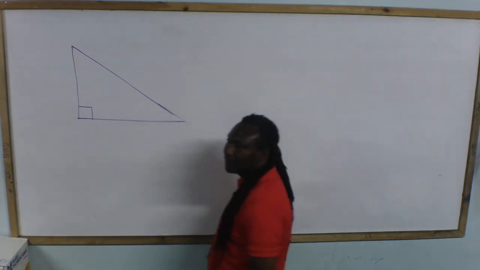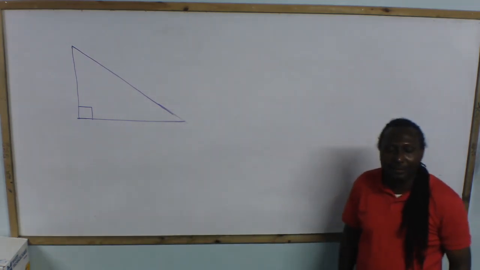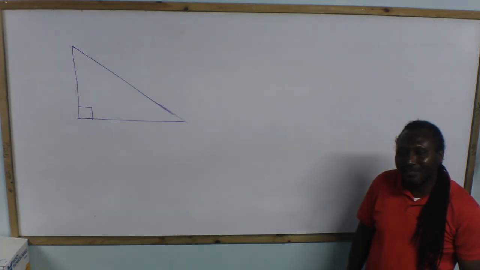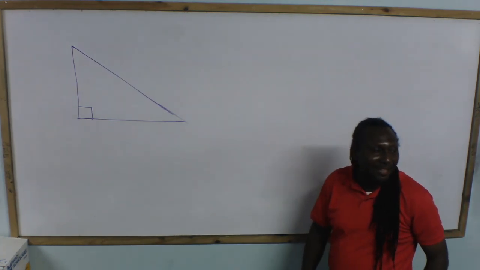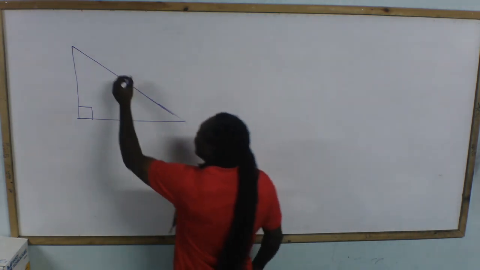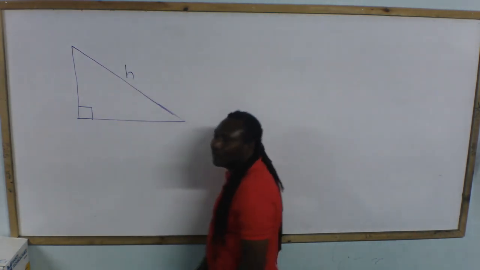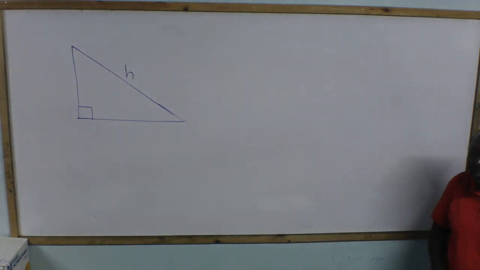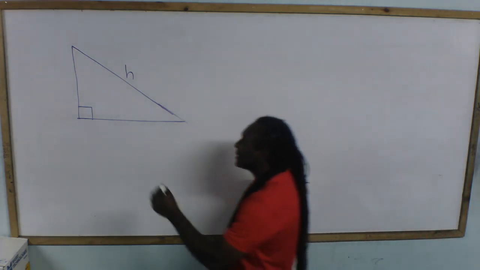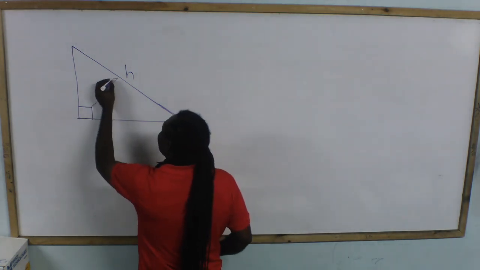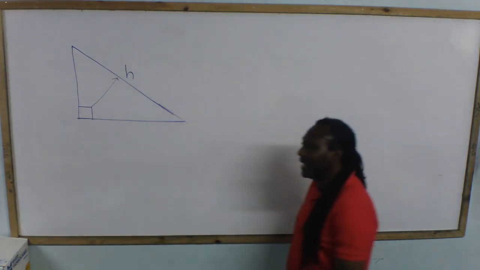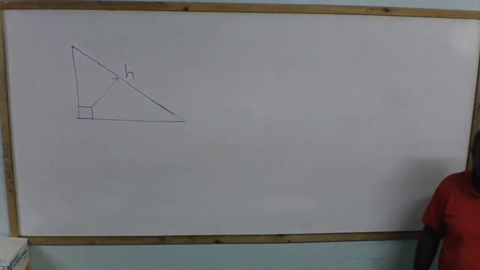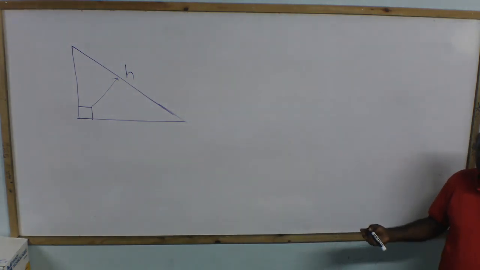For your right angle triangle, what is the longest side called? The longest side is called the hypotenuse, that we call H. And how do you know the longest side of a right angle triangle, apart from the fact that it looks longer? It is opposite to the right angle. The hypotenuse is opposite to the right angle.